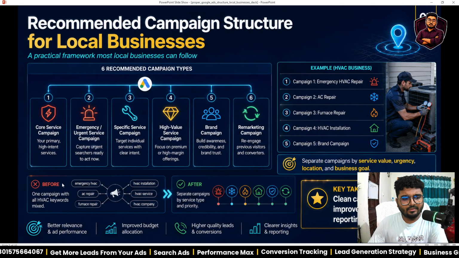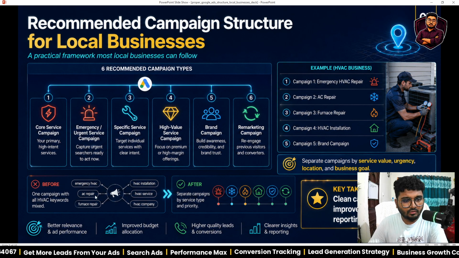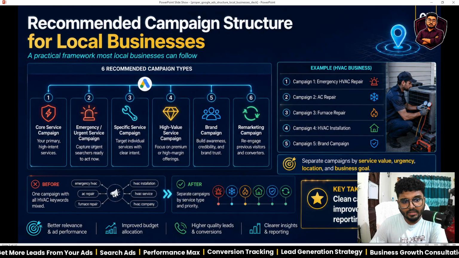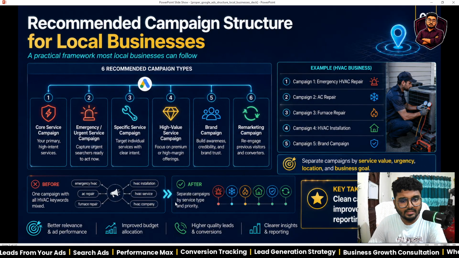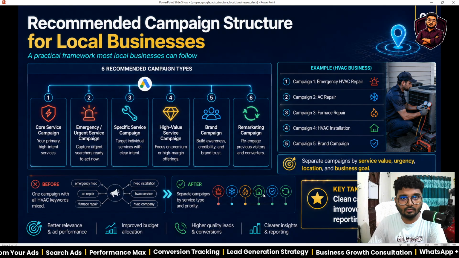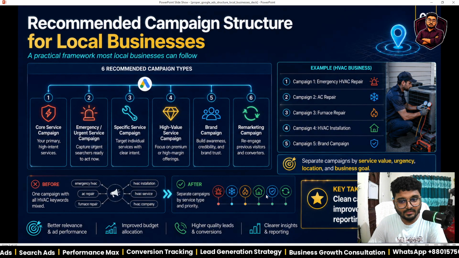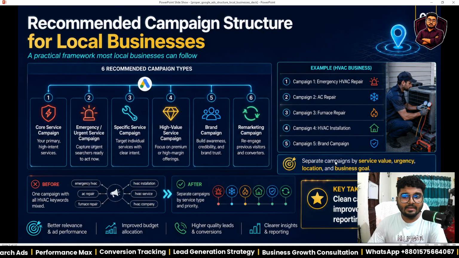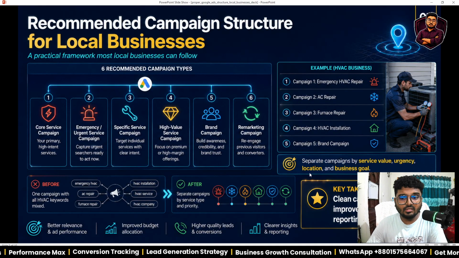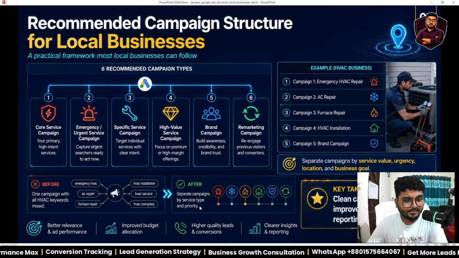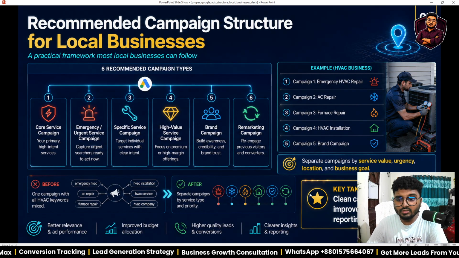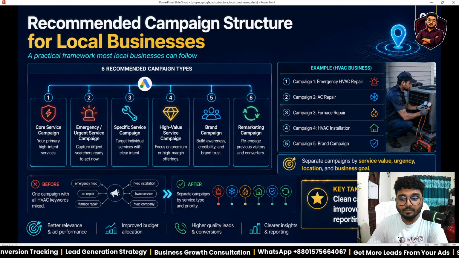So there is an example of before, from one campaign with multiple ad groups, but after, I just separate every ad group for every one of my services. So separate campaigns by service value, urgency, location, and business goal. And I just put a keynote: clean campaign separation improves budget control and reporting clarity.